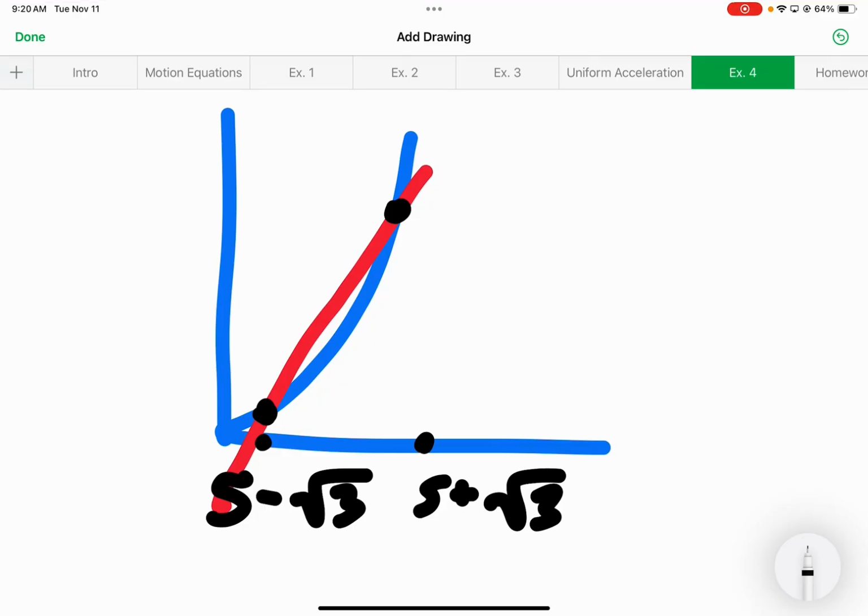Yeah. The bus is out in front at first. The woman catches up with the bus at 5 minus square root of 3. And then what if she just keeps going? She's like, I don't need this bus, right? I'm faster than the bus. The bus is going to catch up at some point, going to pass her. Yeah, the bus is faster. Yeah, she's running fast. She's booking it, man.